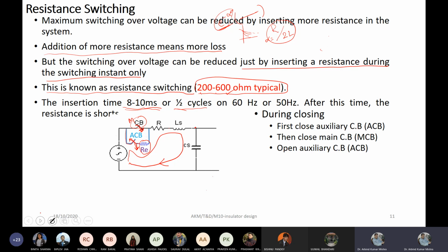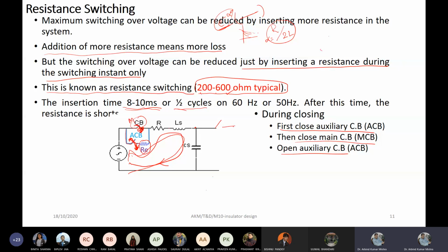So what's the procedure? First, as I have told you, close the auxiliary circuit breaker. Then the circuit path is like this. Then close the main circuit breaker. This main circuit breaker is closed now, and after that, open the auxiliary one. So these are the conditions when we are making switching on.